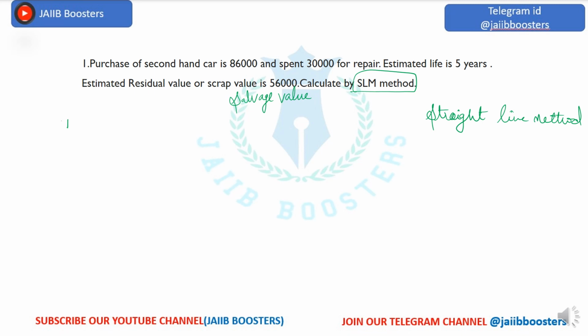Here, what is the total cost? The total cost here, as the car is another asset. What is the value here? 86,000 and we spent 30,000 for its repair, that is plus 30,000, so the total is 1,16,000. This is the total cost of our asset. And next, what is the lifetime here?